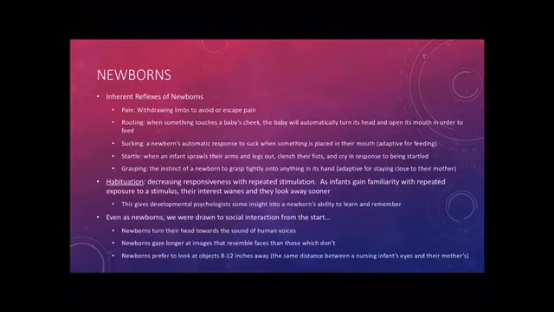Some examples: newborns turn their head towards the sound of human voices, but not towards other sounds. Newborns gaze longer at images that resemble faces than images that don't. And this one's kind of interesting to me. Newborns prefer to look at objects 8 to 12 inches away from them, which happens to be the same distance between a nursing infant's eyes and their mother's eyes.